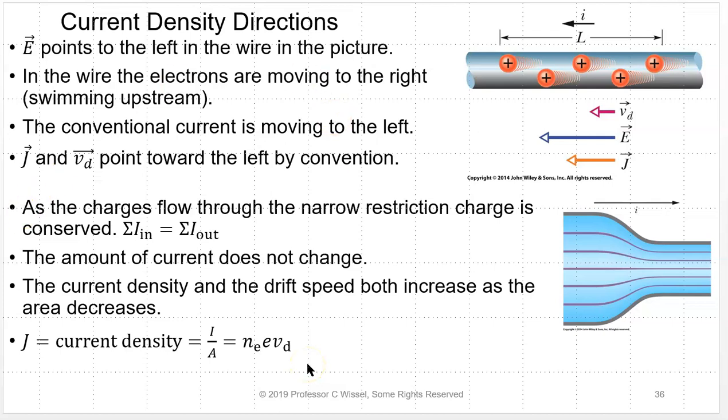As the charges flow through the narrow restriction, charge is conserved. I in equals I out. They don't bunch up here. They've got no place else to go. The amount of current does not change. The current density and the drift speed both increase as the area decreases. J is the current density. That equals I over A equals n_e times e times v_d. I, n_e, and e do not change. A, v_d, and J do. And J is inversely proportional to the area, and v_d is also inversely proportional to the cross-sectional area.